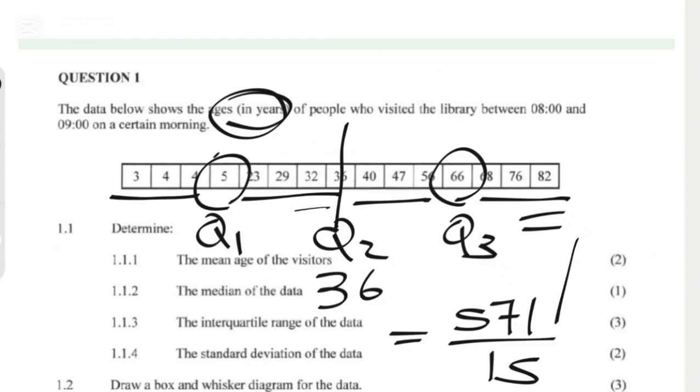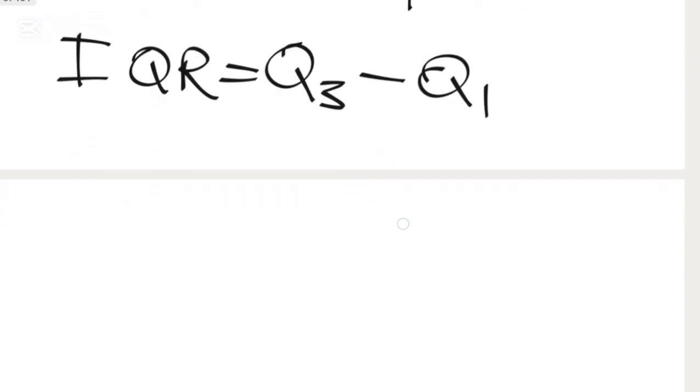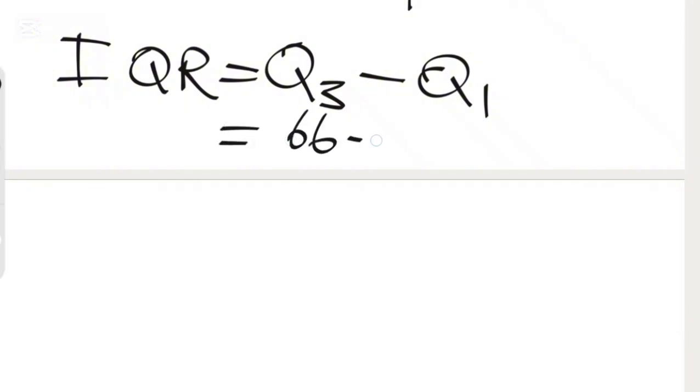So what is the interquartile range? It is going to be Q3 minus Q1, which is 66 minus 5. What did you get? 61 years.